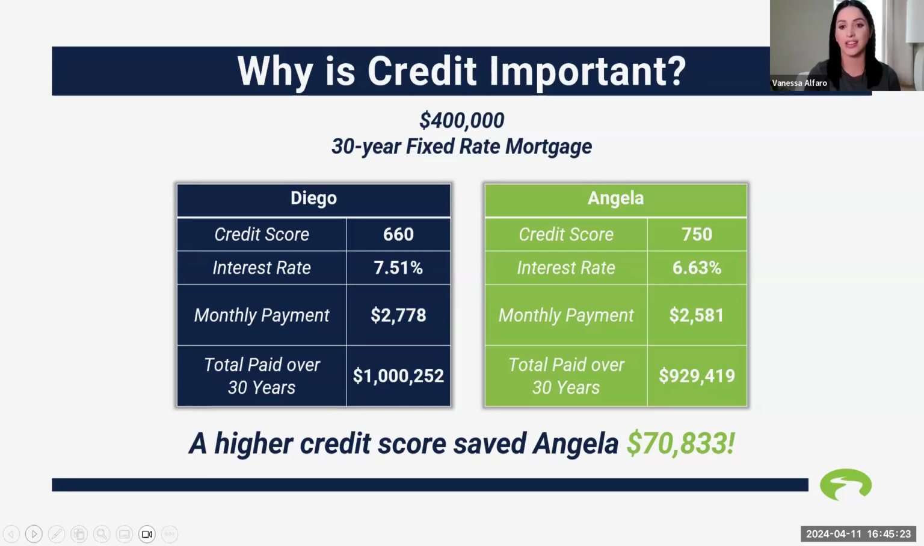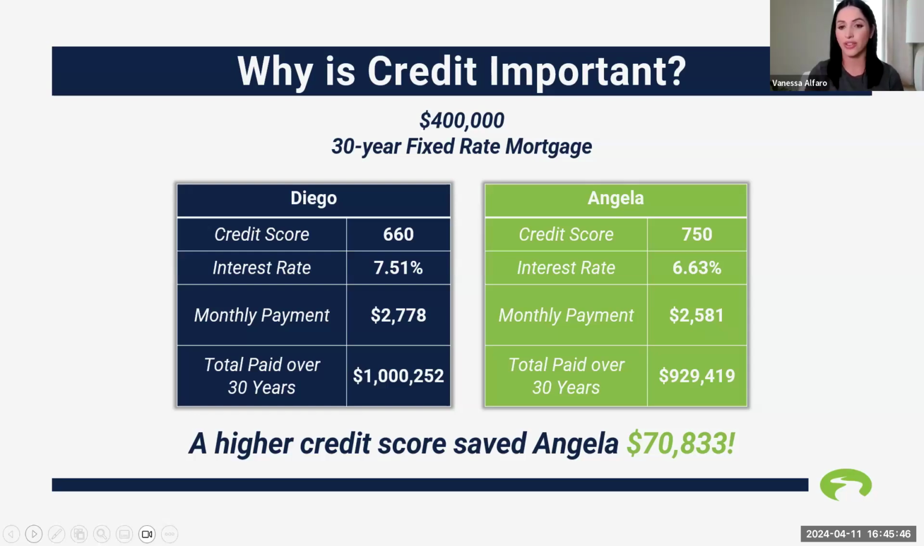Now, Angela has excellent credit. Her credit score is 750. They're both applying for the same mortgage with the same term. Typically, you see a 30-year term when purchasing a home. And in this case, they're purchasing a home for $400,000. Now, because Angela has a 750 FICO, her interest rate is much lower than Diego's interest rate.